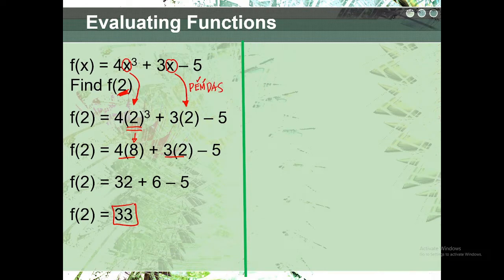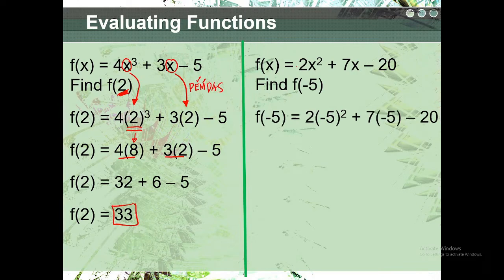Let's have another example. If you're given a function f of x equal to 2x squared plus 7x minus 20, and we look for the value of the function when x is equal to negative 5. Just like what we did on our previous example, we will be substituting negative 5 for x. So x here will become negative 5.